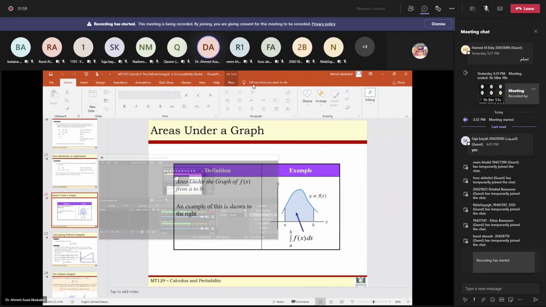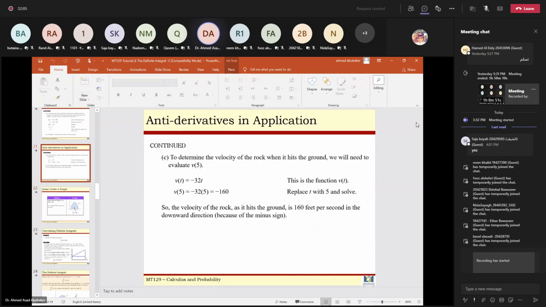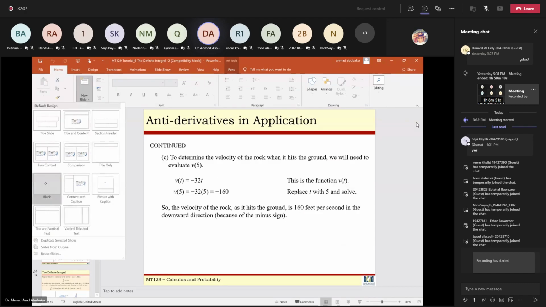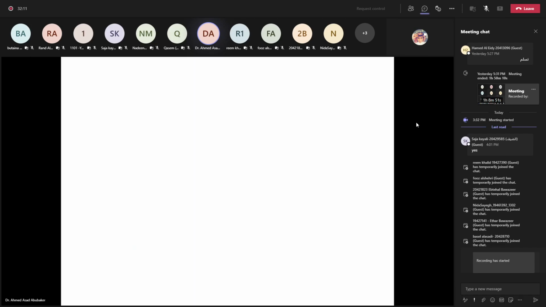Inshallah, we will start with application of integration. Before that, I need to put some examples to review the definite and indefinite integration rules. Okay. The first example, just for review, find the following.